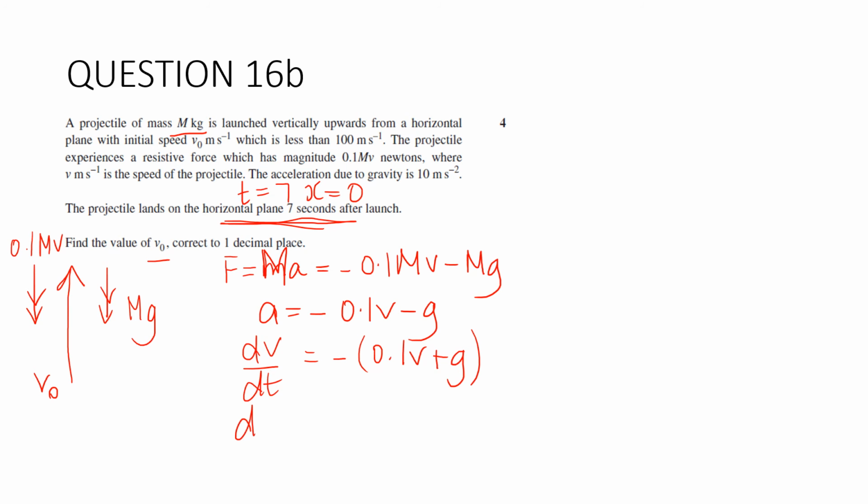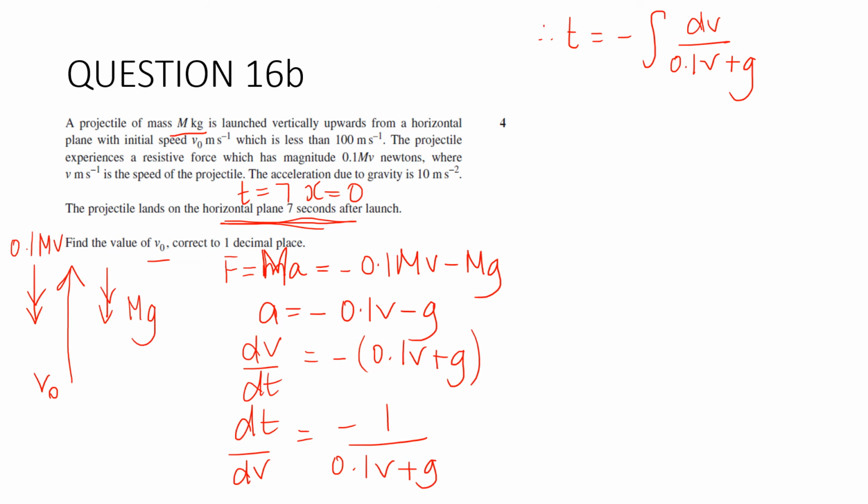Flip it over to solve the differential equation. We get negative 1 on 0.1v plus g. Therefore, t is equal to negative integral of dv on 0.1v plus g, which is equal to negative ln of 0.1v plus g, all over 0.1, plus c.